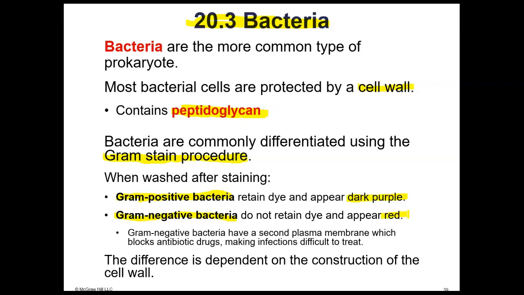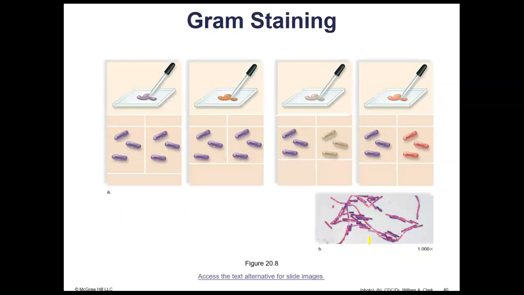Because their peptidoglycan layer is very thin, we have to use a different stain with them, and that stain makes them show up very light red or pink. Gram-negative bacteria have a second plasma membrane which blocks a lot of antibiotics, and that makes the infections difficult to treat. So a lot of our infectious diseases are gram-negative bacteria.